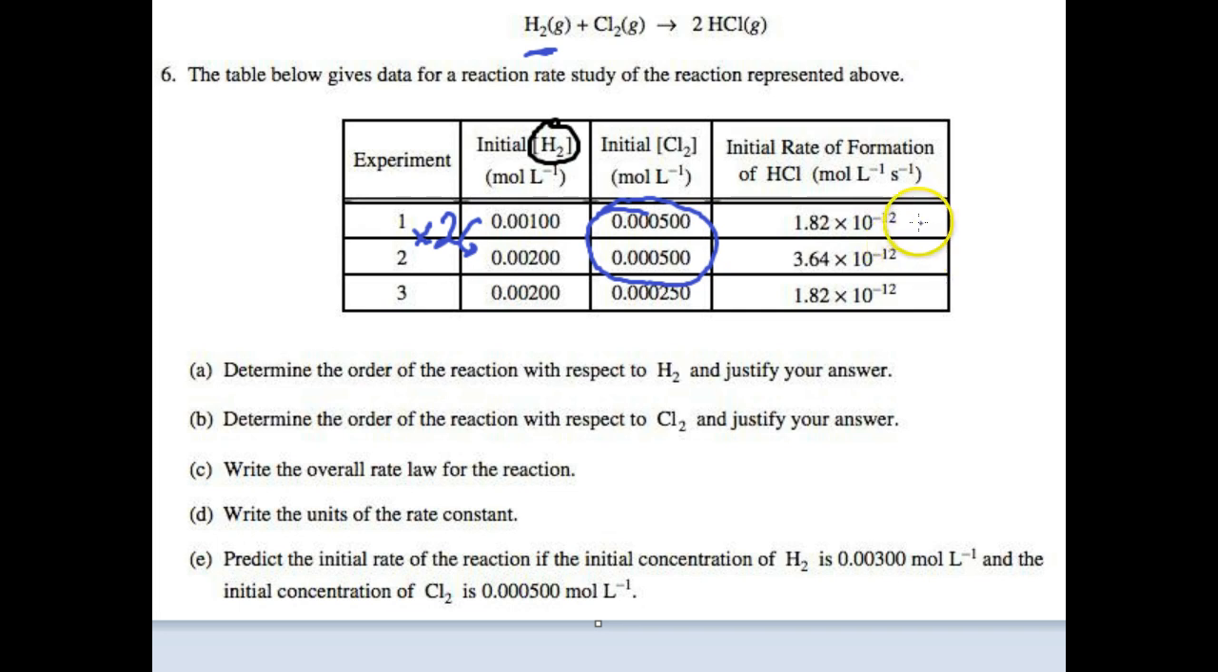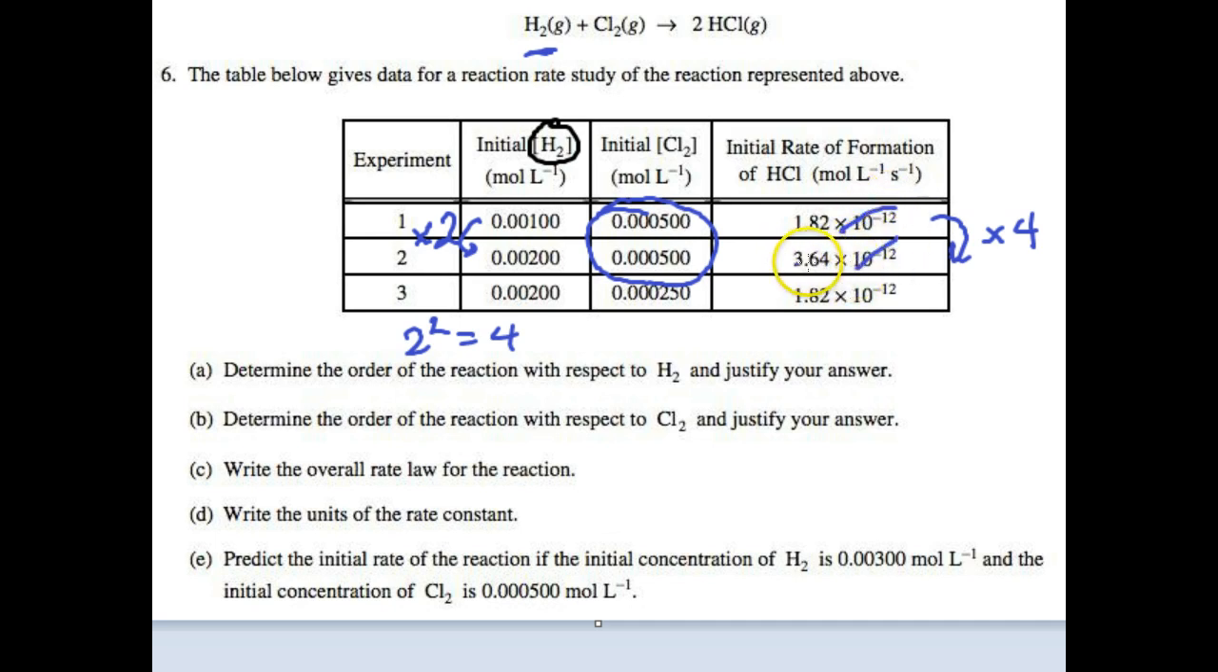If this rate got quadrupled, then 4 is 2 squared. See? So this 2 right here, that 2 squared is 4. So if this represents a quadrupling, then I know that the order is 2. It's second order in H2. All right, so let's have a look. First of all, I see 10 to the minus 12, 10 to the minus 12. These are the same, so these cancel.